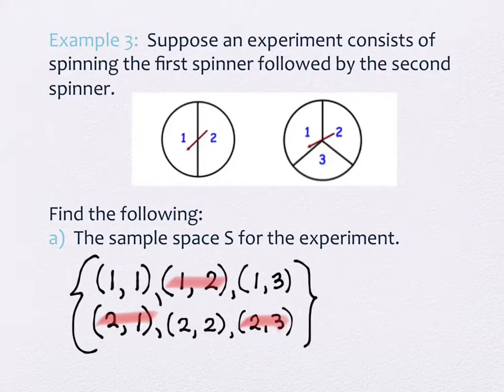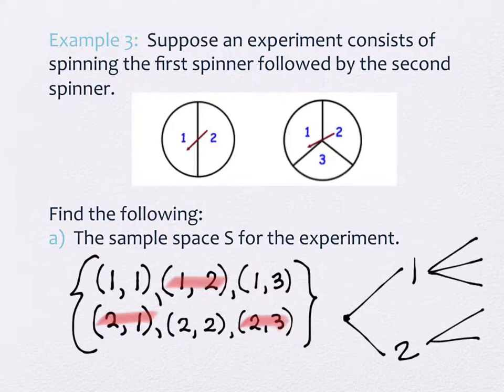Like I could have done a tree diagram here. I could have started out and say, oh, I can spin a 1 or I can spin a 2. And then for my 1, I can spin a 1, 2, or 3, and I can spin a 1, 2, or 3. Like I could do it that way. It wouldn't hurt anything. But it's just another option. And I wanted to show you a couple other options.